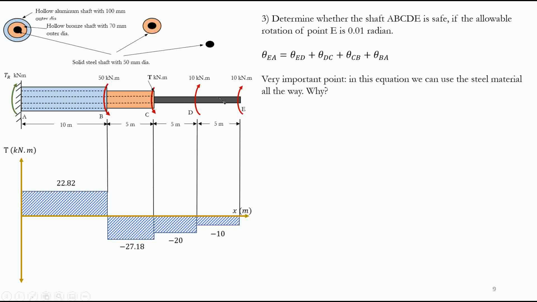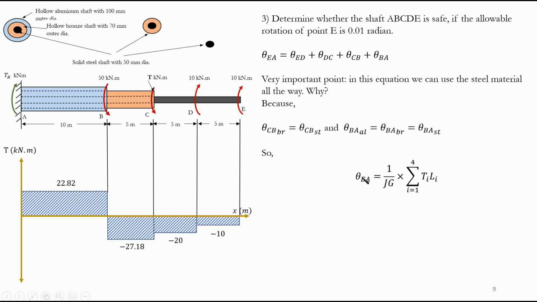Basically what I'm doing is just taking this steel shaft all the way, just to simplify my calculation, knowing that the rotations are the same for BA, for aluminum, bronze, and steel. For BC, it's equal for bronze and steel, which is the only thing we have here. So this is what we're talking about: I would take the steel, because it's the same thing. But of course, you can use bronze, aluminum, or bronze again here for BC.